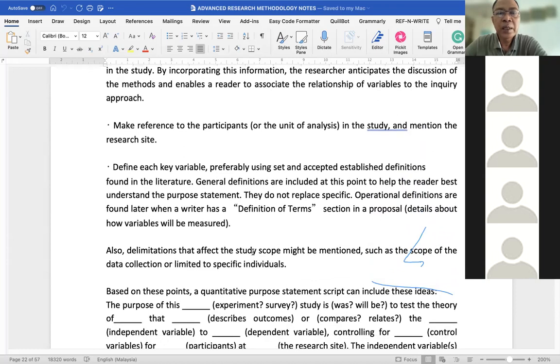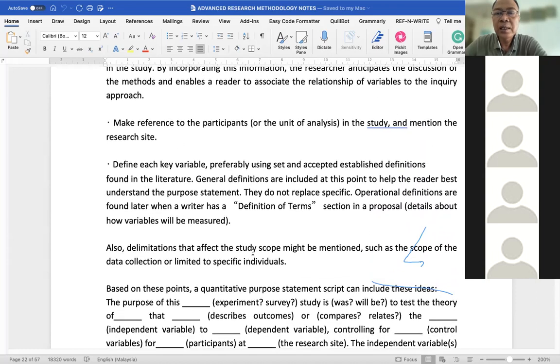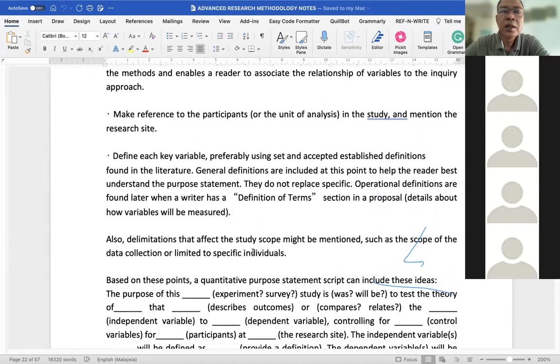Make reference to the participants or the unit of analysis in the study. You need to mention also the unit of study. Who are the respondents of the study, or who are the units of analysis? And also mention the research site. Maybe you want to do it in Aceh, in Sumatra, or in a specific location that you want to study.